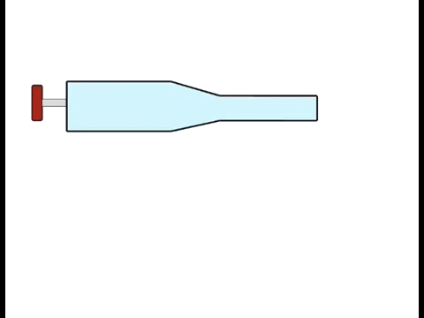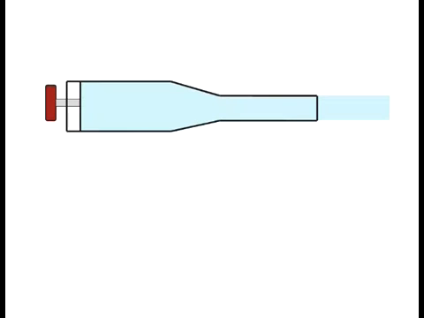Fluids in motion. This is a syringe filled with water, and as I push the plunger in, the water squirts out the end. I want you to watch the end of the plunger and the end of the water. Notice that the water is moving faster than the plunger is, and that's because the diameter over on this side is larger than the diameter on this side.